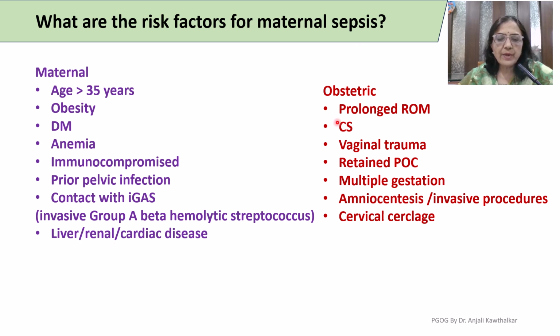In the obstetric risk factors, we have prolonged rupture of membranes, cesarean section itself is a risk factor, vaginal trauma in a vaginal delivery, retained products of conception, especially after delivery or in a case of abortion, multiple gestation, amniocentesis or any invasive procedure during pregnancy, and cervical cerclage. So these are the risk factors for development of maternal sepsis.